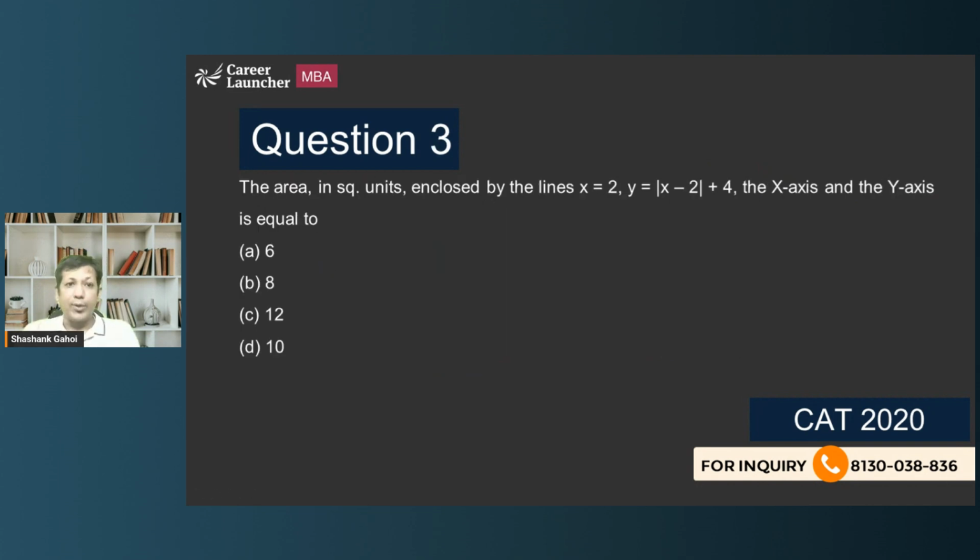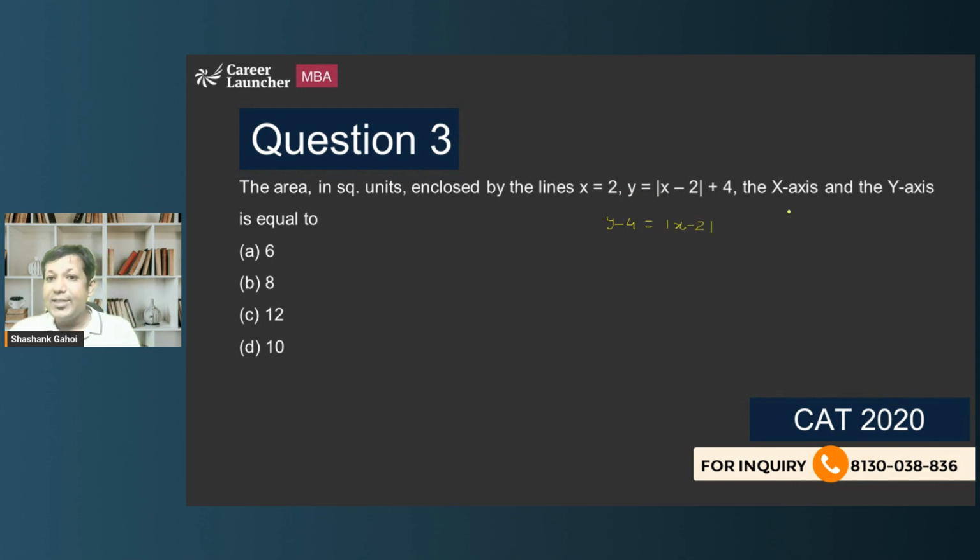What does it say? Okay, so the area enclosed by these lines and this graph is equal to what? Okay. So first of all, X equal to 2 is not a point, it's a line. Discussed. Now this graph is what? Y minus 4 is equal to mod of X minus 2.